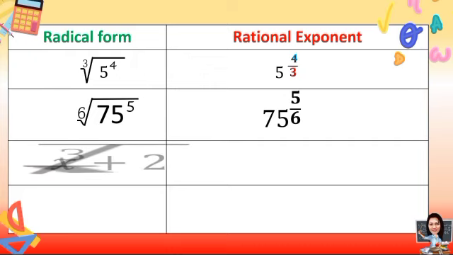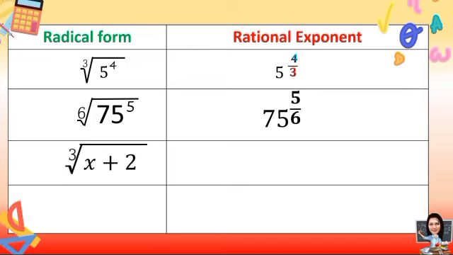Another example, let's say we have cube root of x plus 2. So, x plus 2 is the radicand. So, x plus 2 becomes the base. So, lalagyan natin siya ng parenthesis to denote yung exponent niya ay 1, which is the numerator of the rational exponent, and 3, the index, becomes the denominator of the exponent.